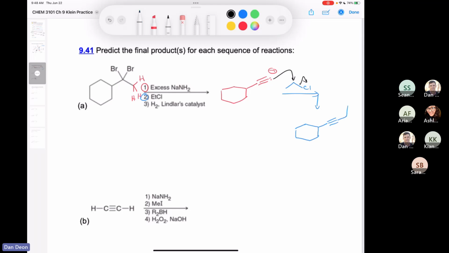And then in the next step, we're treating it with hydrogen gas and Lindlar's catalyst. So H2, Lindlar's catalyst. And could anybody tell me, if I'm using Lindlar's catalyst, will I get the cis-alkene or the trans-alkene? It's not a trick question or anything. But I get the cis-alkene. Thank you. It's the cis, exactly. So there you go. So you end up with the cis-alkene. There's our first sequence.